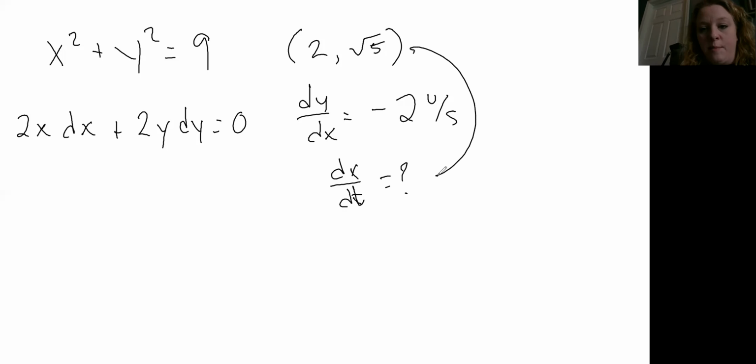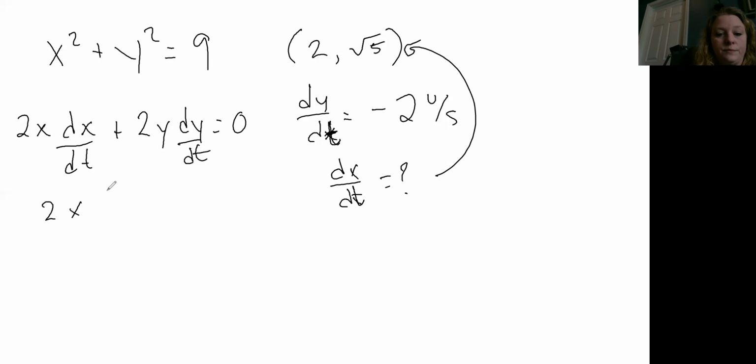At that point, okay? So we'll divide everything by dt, and that should be a dt as well, sorry. Divide by dt. And then, which one are we solving for? dx/dt. So I'm going to bring the 2y over. And divide by 2x.